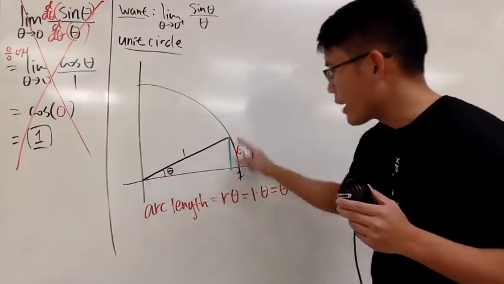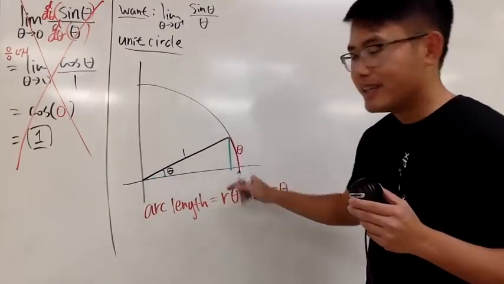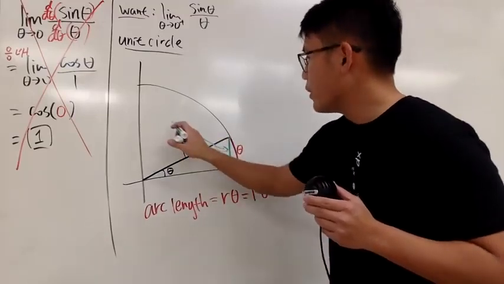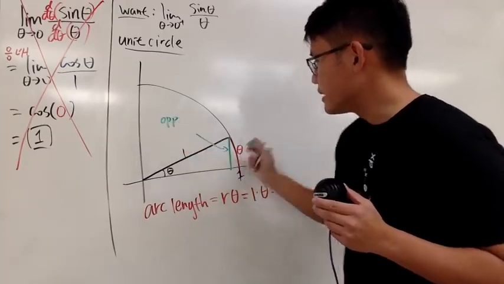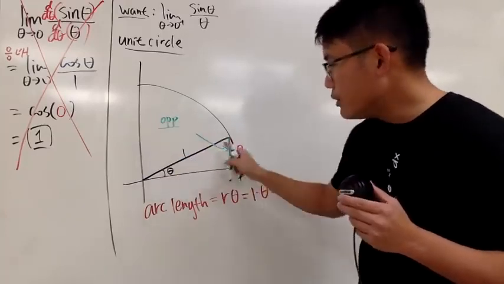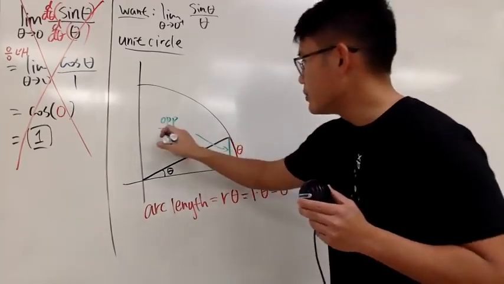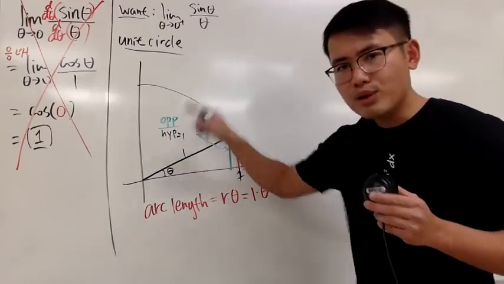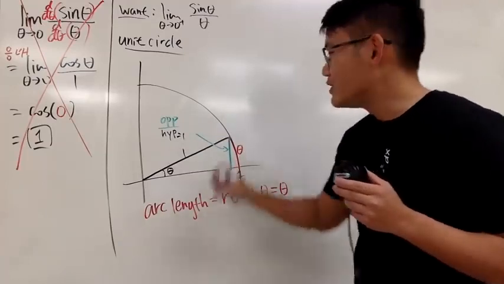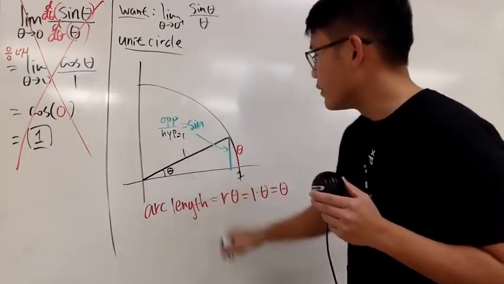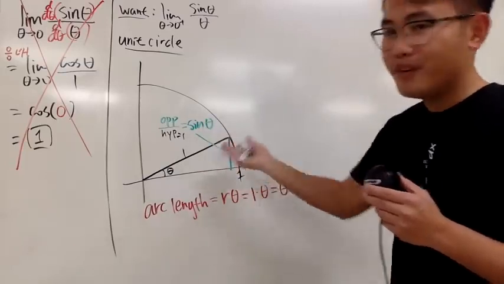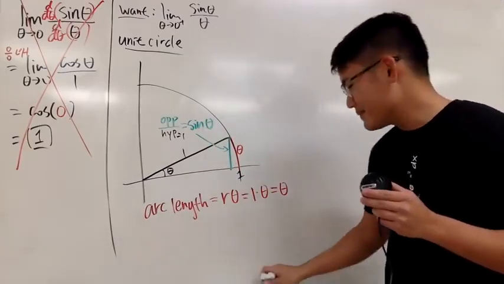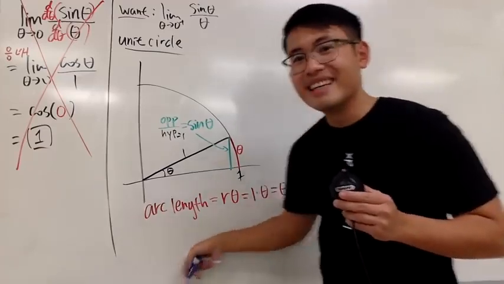If you look at this right triangle, we do know the hypotenuse, and this will be the opposite side. So let me just indicate this for you guys right here. We have the opposite, right? That's the opposite, and then the hypotenuse is just 1. Opposite over hypotenuse is what? Yes, it's just sine. And of course, we have that angle. So therefore, this length is just sine theta. All right? We're making good progress.